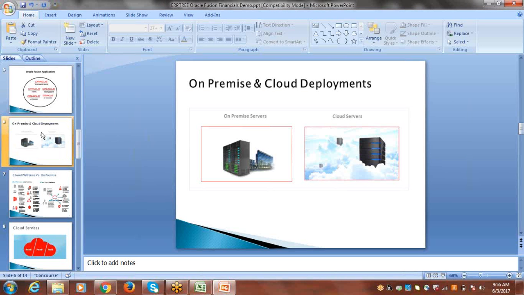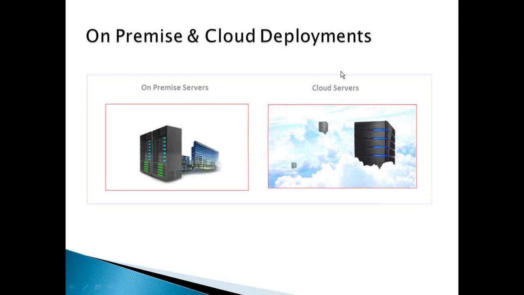I have given a small slide on the same point, on-premise and cloud. On-premise means the server will be in your location, or it may be in some other data center from where you take the service. In the case of cloud services, the servers, as in the image, will be in the cloud. That means the internet is the source. This is a simple point we have to understand.